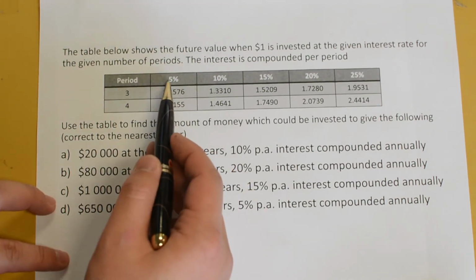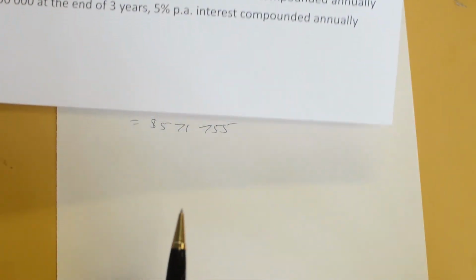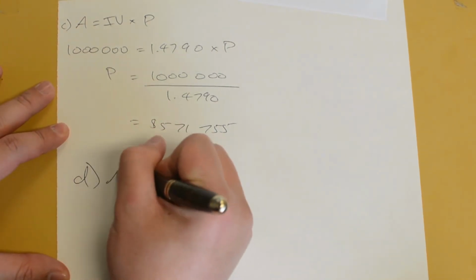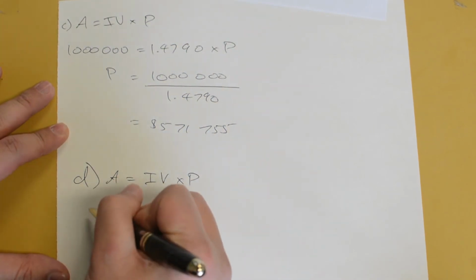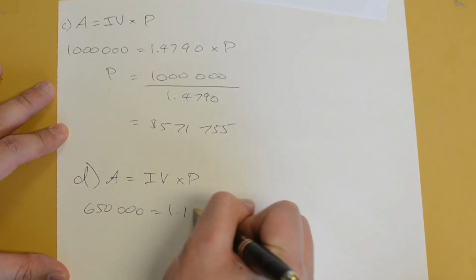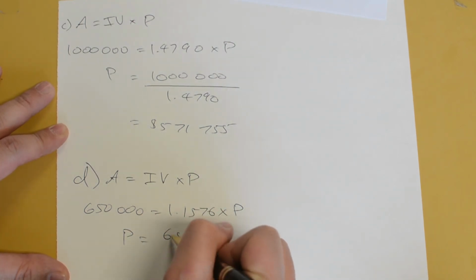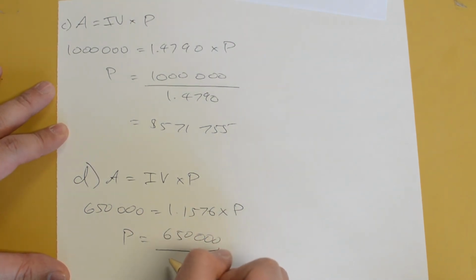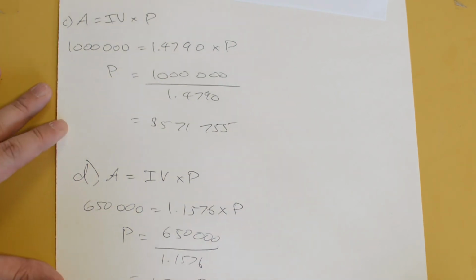So our intersection at 5%, 3 years is 1.1576. Using the same formula, the final amount will be our intersection value multiplied by the principal. So our $650,000 is going to be our intersection value of 1.1576 multiplied by our principal. We are going to rearrange this in the same way as the previous ones, where you have the final amount divided by the intersection value. On the calculator, you should end up with $561,507.